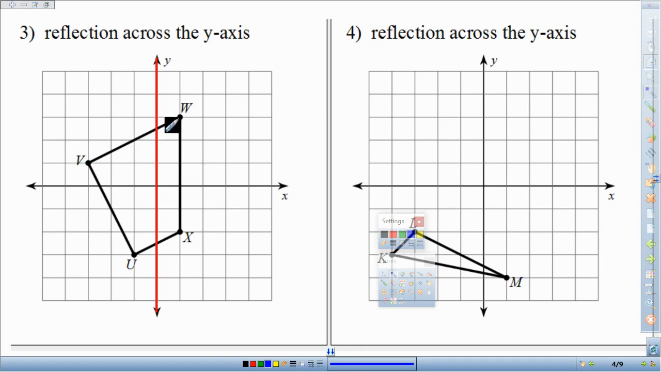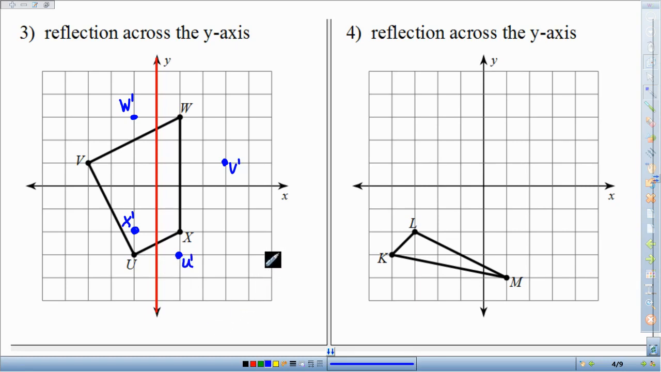So for example, I noticed that W is 1 unit to the right of our reflection point. So I'm going to reflect it 1 unit to the left, W prime. Okay, moving on to V, it looks like it's 3 units to the left. So I'm going to reflect it 3 units to the right. Okay, X, again, 1 unit to the right. I'm going to reflect 1 unit to the left, X prime. U is 1 unit to the left. I'm going to reflect 1 unit to the right.